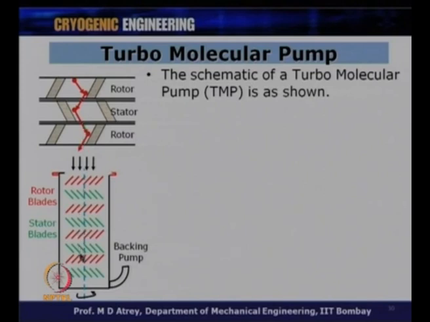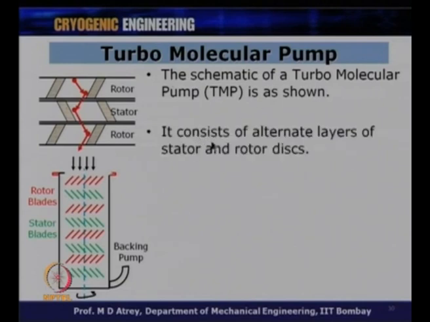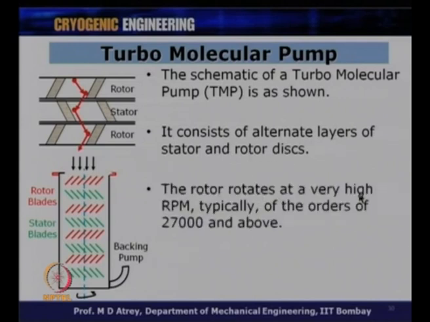The gas is transferred and delivered to the vacuum pump, and this is how a turbomolecular pump works normally. A turbomolecular pump consists of alternate layers of stator and rotor discs. The rotor rotates at a very high speed. The stator remains constant, it will not move, while the rotor rotates at a very high speed, typically of the order of 27,000 RPM and above. They are working at 60,000, 70,000, 1 lakh, that kind of RPM.